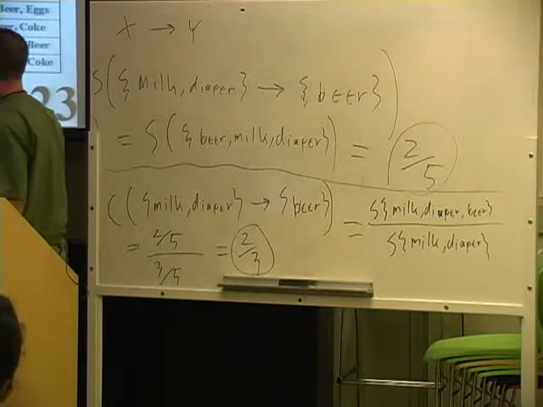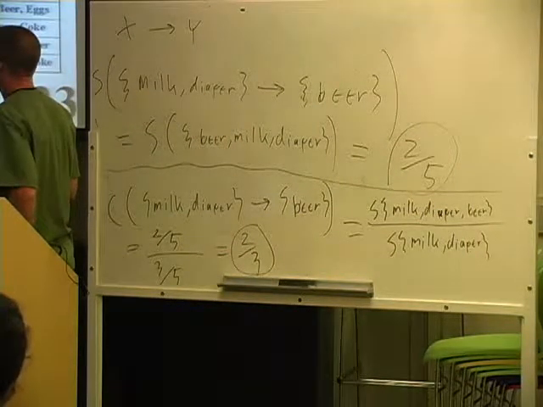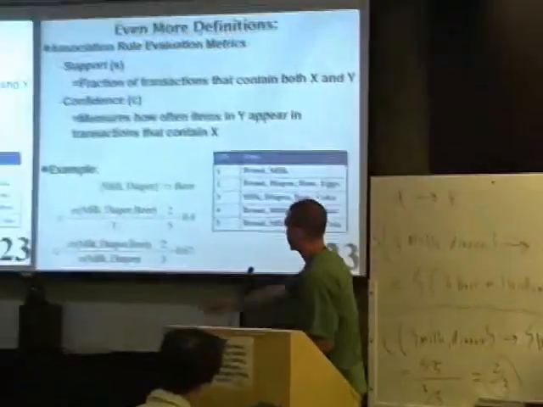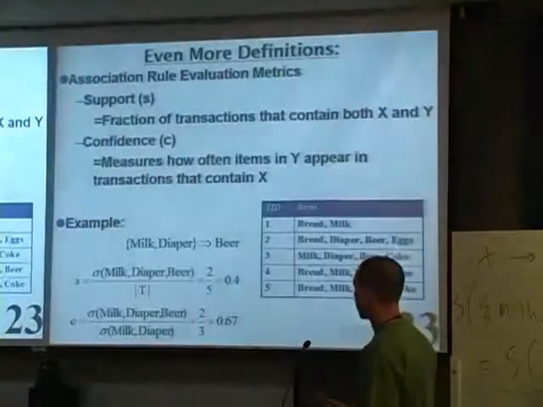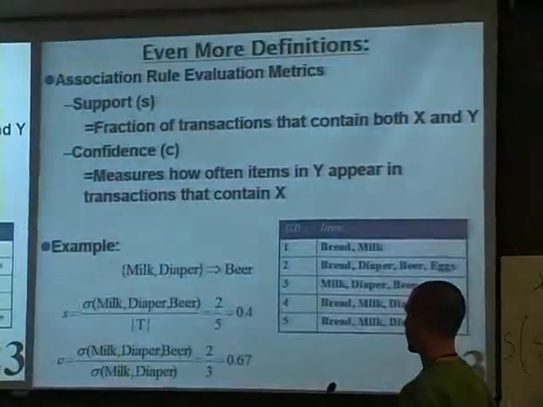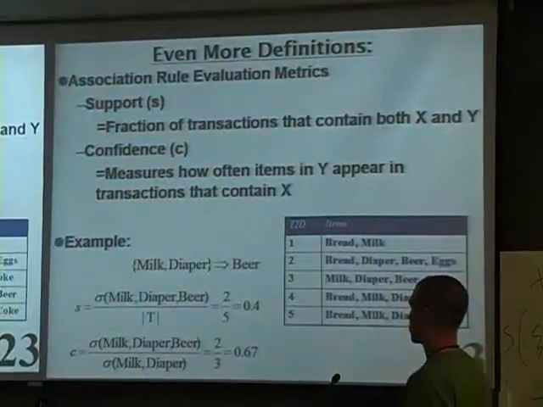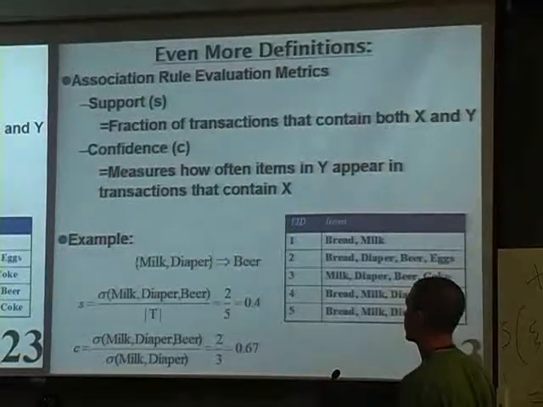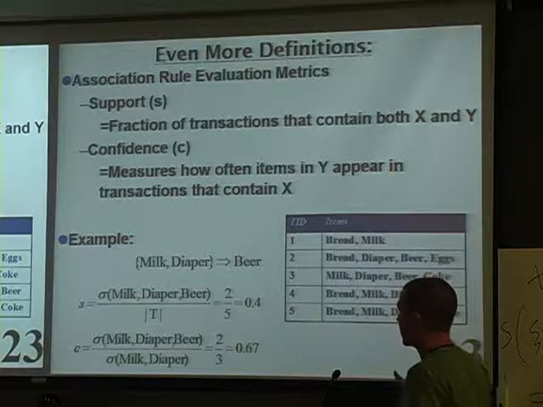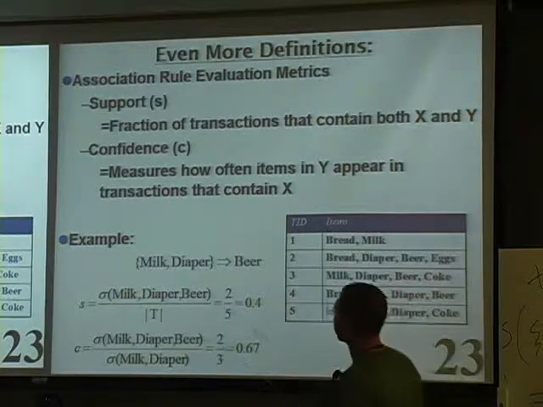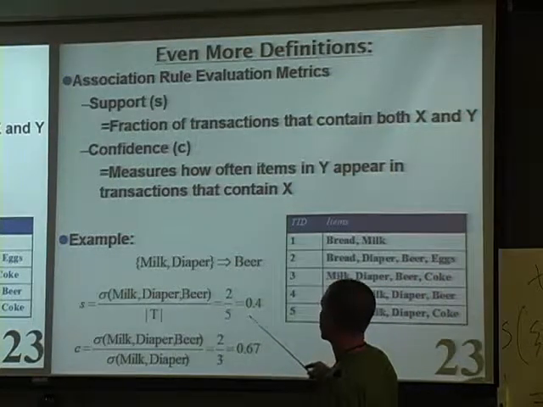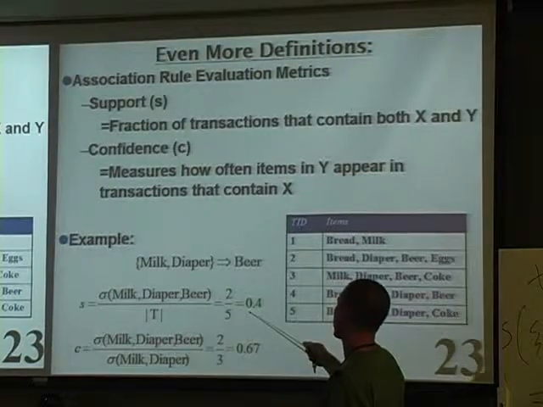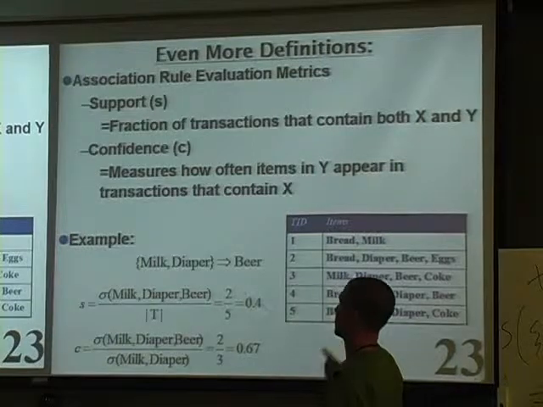What that means is that among the people that bought milk and diapers, 2/3 of them also bought beer. That's the strength of the implication. If I know you bought milk and diapers, there's a 67% chance you also bought beer. That really tells you how strong the rule is. The support just tells you how frequent this thing is, because even if this were 100%, if it only happened one time in the data set, then it doesn't have much support.